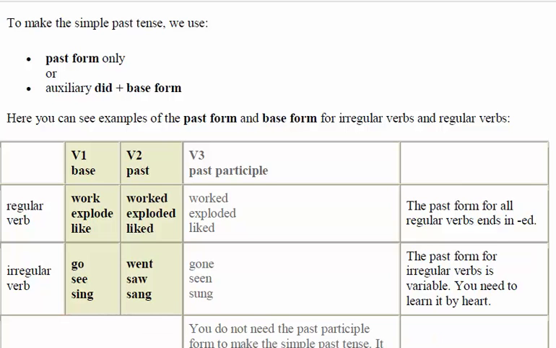But the key point is the addition of ed. But in irregular verbs, that word is totally changed. Go, went, gone. See, saw, seen. Sing, sang, sung. So you need to learn it by heart.